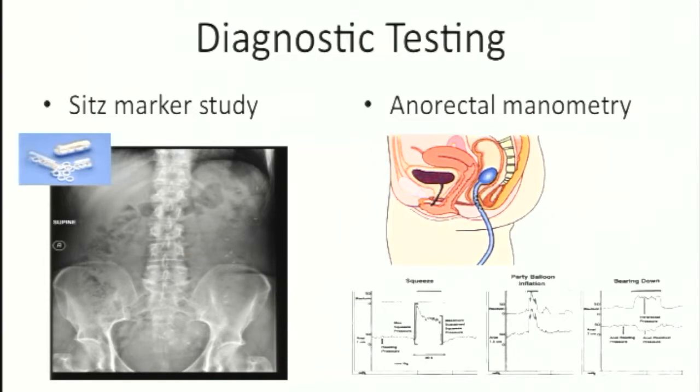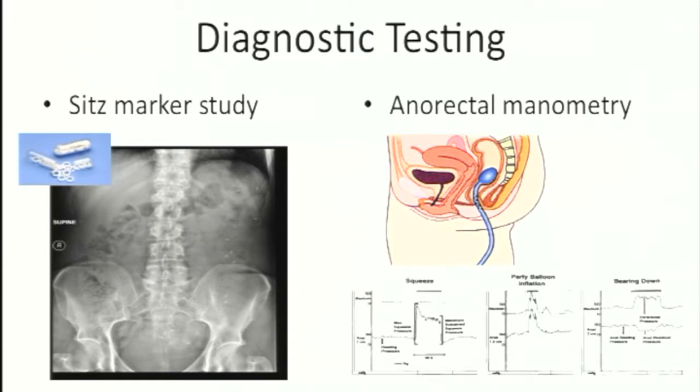Looking at the anorectal function, you can use anorectal manometry, which is a catheter that has a balloon at the end of it, and you place this into the rectum. This is done without sedation because we need cooperation, and we measure the resting pressure. We'll have you squeeze, bear down, cough, test the sensation, and this looks at how the anorectum is functioning.